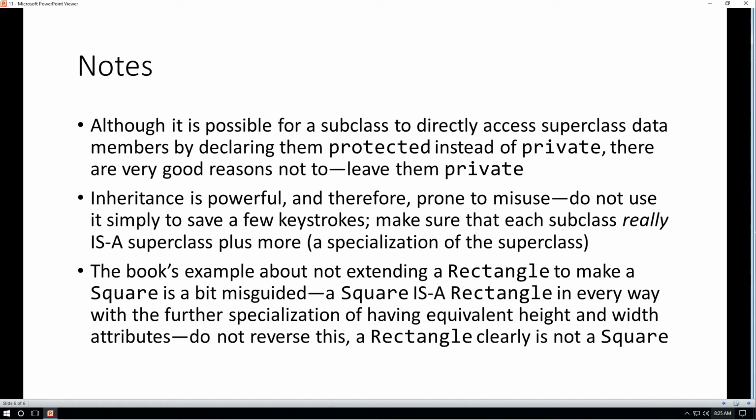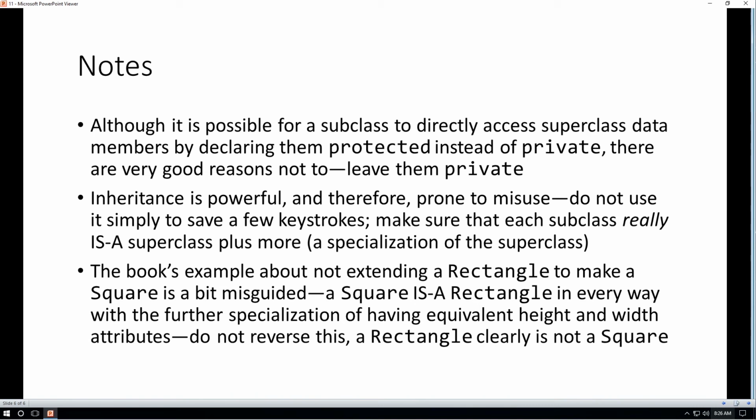Inheritance is powerful, but it is prone to misuse. Some programmers tend to use it simply to save keystrokes. Easier to use, but it doesn't make sense. What has to be done is hard thinking to make sure that each superclass represents the common behaviors of all the related subclasses, and that each subclass must be a specialization of the superclass. The subclass is a superclass. It has to have that relationship. Otherwise, this time saving is going to cost a lot later on.